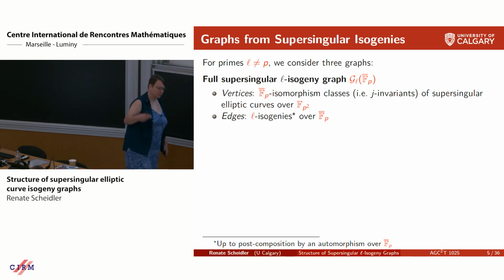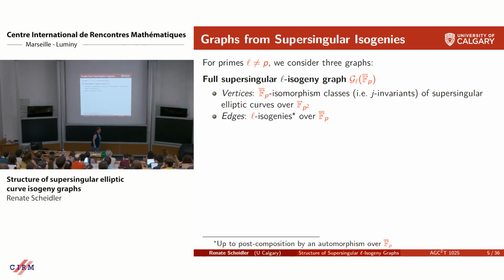We know that certain elliptic curves, the ones that have j-invariant 0 and 1728, have extra automorphisms. You're allowed to post-compose an isogeny with one of those automorphisms, and it's considered the same thing, because we're really only interested in kernels of isogenies, and it makes no difference to the kernel. So when I said the edges are L-isogenies, it's a little bit of a lie. It's only up to post-composition by an automorphism, but that's a little technical detail.